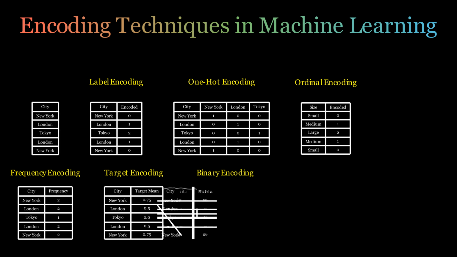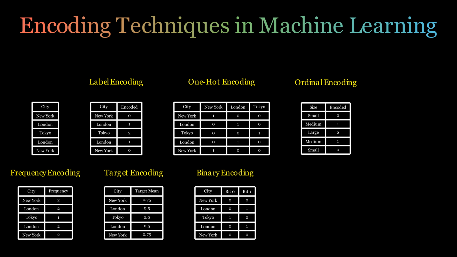Binary encoding converts label encoded integers into binary, splitting bits into columns. Use binary encoding when you have a high cardinality categorical variable and want to reduce dimensionality compared to one-hot encoding.